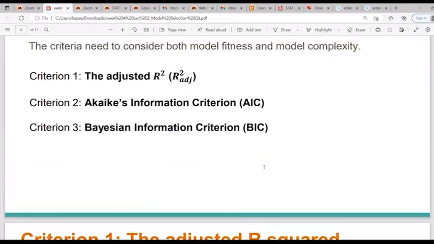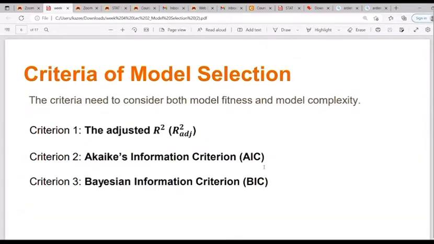Okay, so what I'm trying to tell you now, I present to you criteria in statistics that take into consideration model fitness and model complexity. I'm going to say that again. I present to you now criteria that we use in statistical analysis that take into consideration model fitness and model complexity.